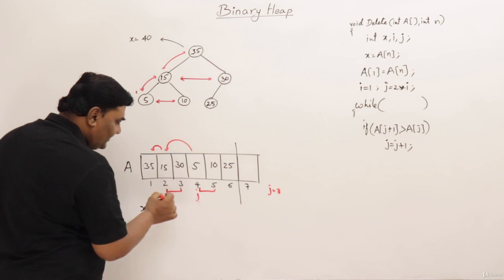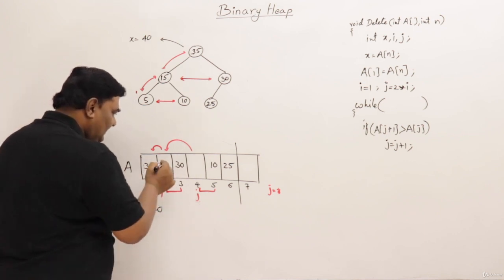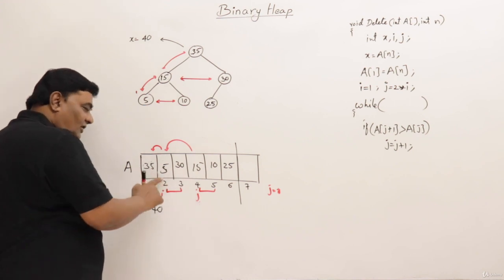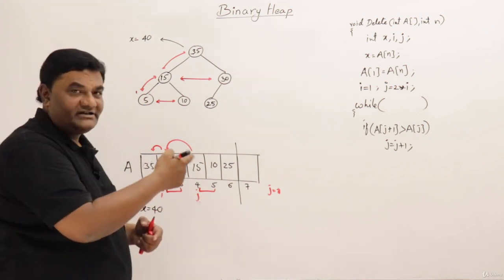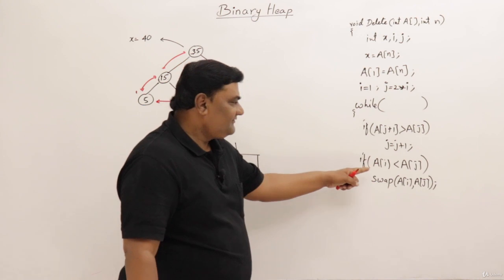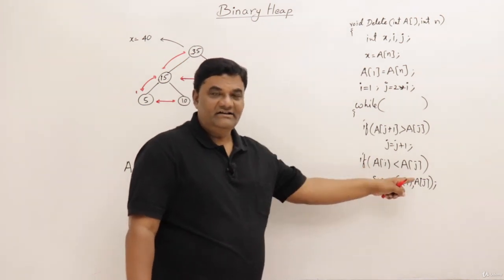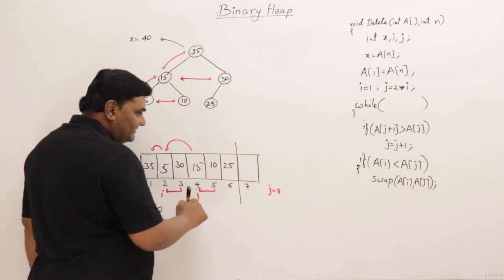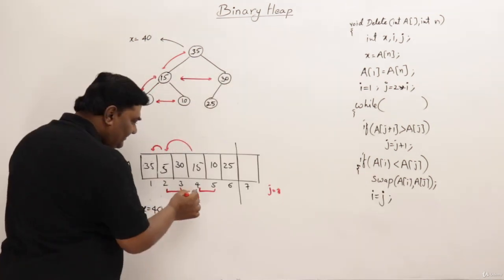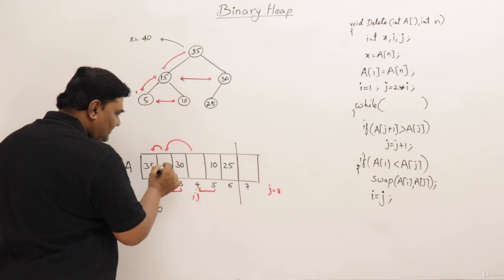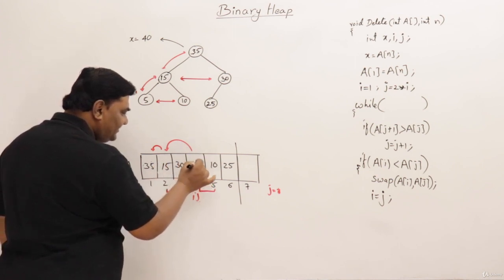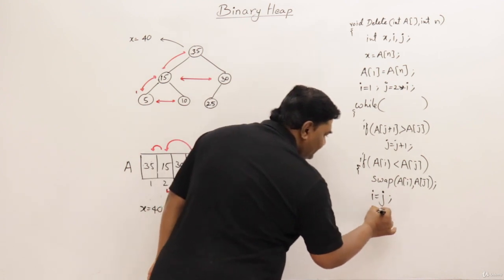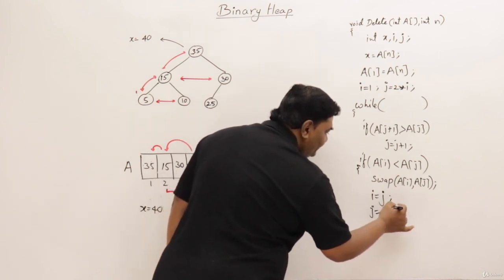Like j was here, so I was here, and element 5 was here and 15 here. Compare A of I with A of j. If A of I is smaller, then interchange A of I and A of j. If the parent element is smaller than child element, then interchange parent and child, and also bring I at that place of j. So I will come at the place of j. Elements are swapped, then j should go to its left child. So j should move on to 2 into j.